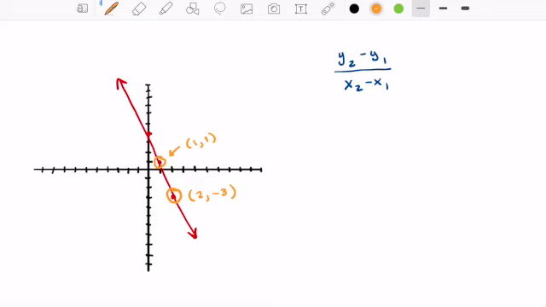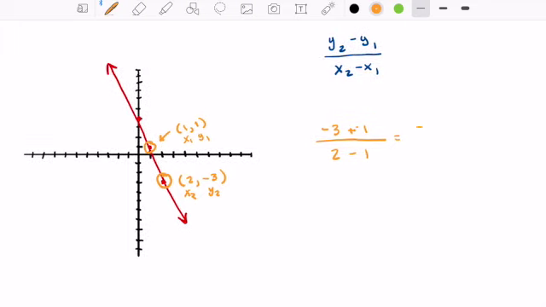I'm just going to call this one y2, this one x2, this one x1, this one y1. So we have -3 minus 1 over 2 minus 1. Well, -3 minus 1 is going to change into -4. 2 minus 1 gives me 1, and I wind up with -4 as my slope. That is definitely what we were looking for. We were wanting a negative number, so that's easy.